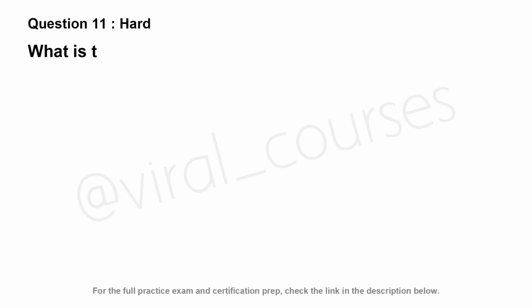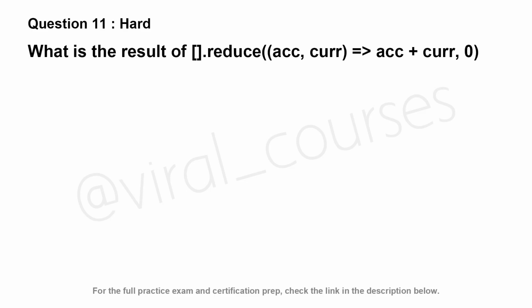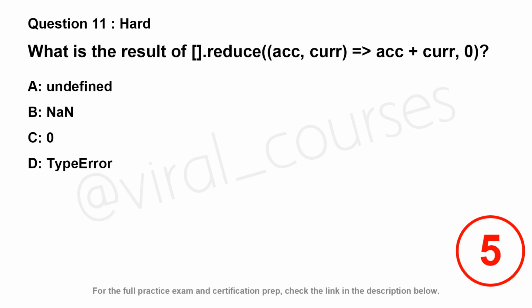What is the result of reduce((acc, cur) => acc + cur, 0) on an empty array? Option A, undefined. Option B, NaN. Option C, 0. Option D, type error.